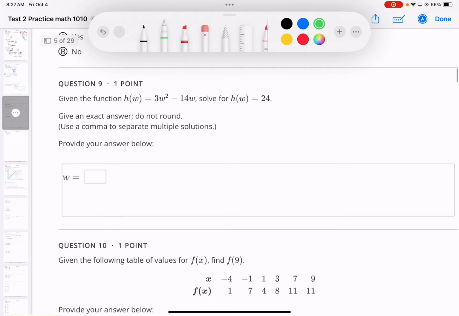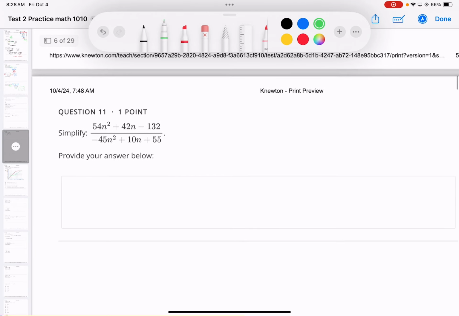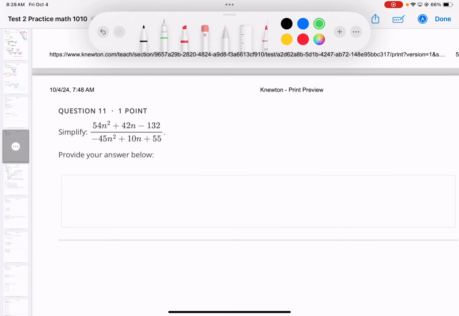Okay. All right, we did a few like this. We did some more. We did some like this already. Okay, simplify. Woo! This is a good one.